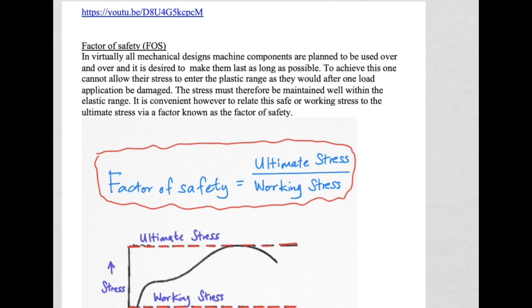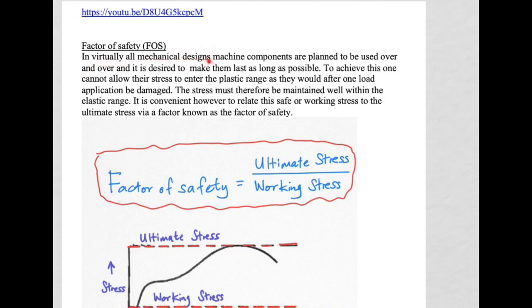Now, if you're designing a component and you don't wish the component to fail prematurely, and you wish to use the component a number of times, which in most cases would be what you want to do, then you would try and keep your stress way below the ultimate stress. And you would want to keep the stress at what we call a working stress. Now, to achieve that in an orderly fashion, we come up with this factor of safety. Now, the factor of safety is simply the ultimate stress divided by this working stress that you are going to use in your designs. So here's the wording.